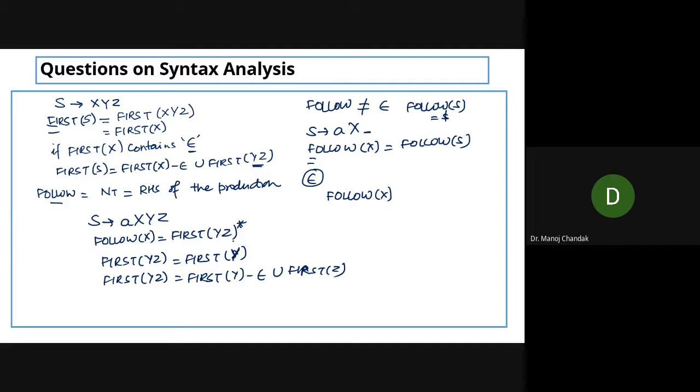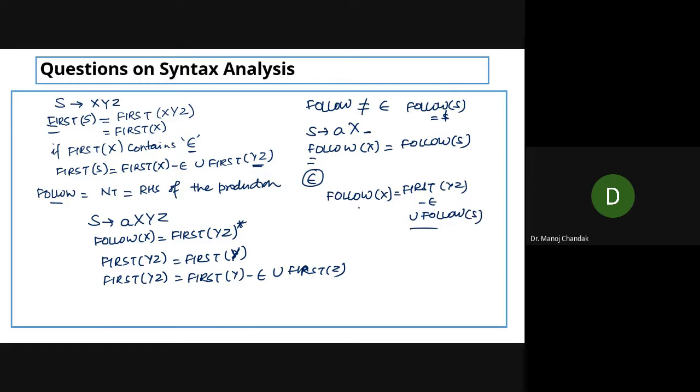Finally, you can write follow of X will be nothing but what? First of YZ, and if first of YZ contains epsilon, it will be equal to first of YZ minus epsilon union. Now you apply a follow of S rule.